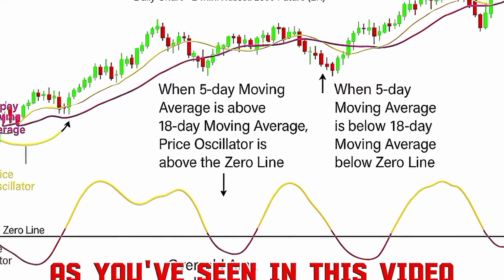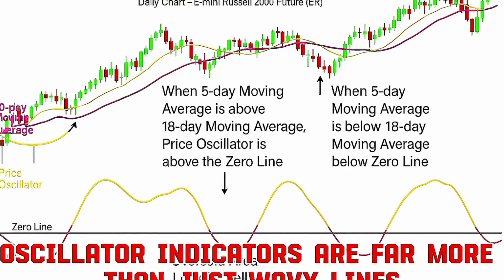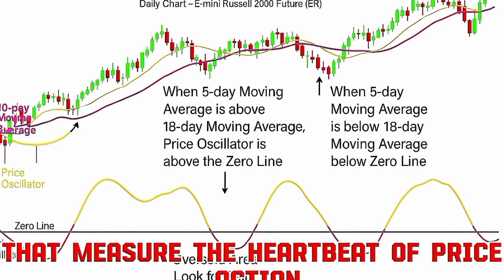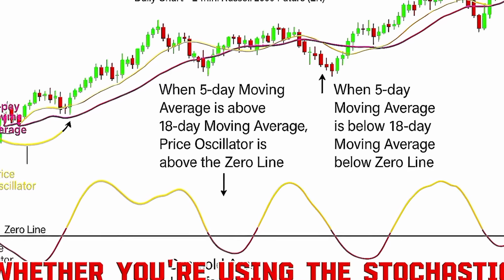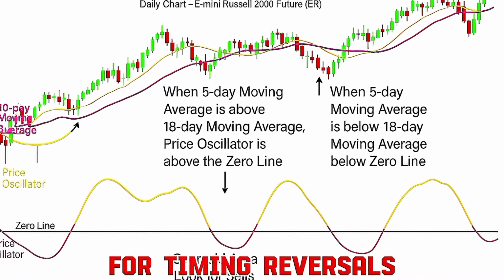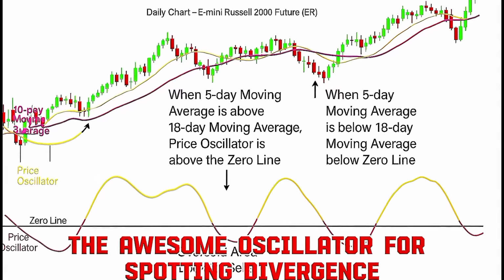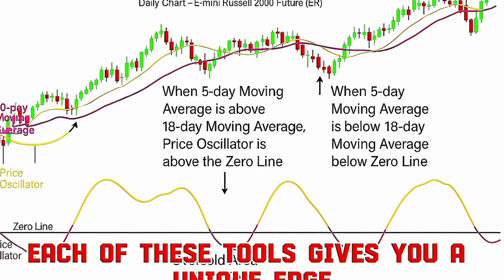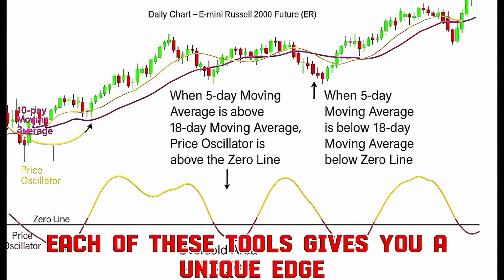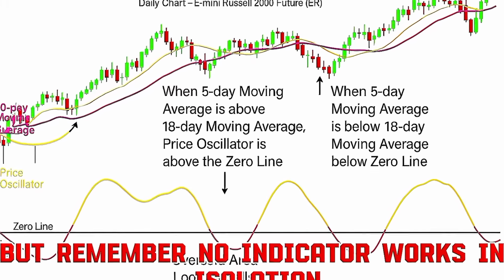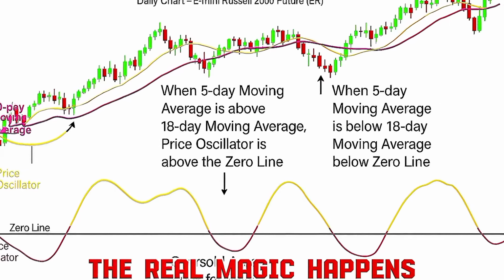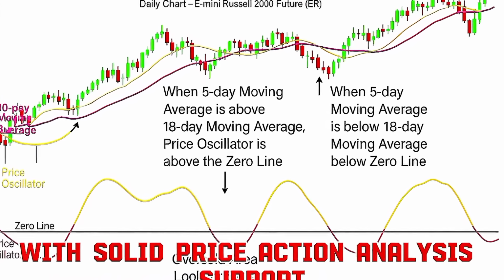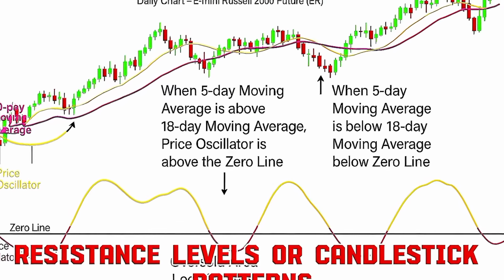As you've seen in this video, oscillator indicators are far more than just wavy lines or colored bars. They are powerful market tools that measure the heartbeat of price action. Whether you're using the stochastic for timing reversals, the Awesome Oscillator for spotting divergence, or the MACD histogram for momentum shifts, each of these tools gives you a unique edge. But remember, no indicator works in isolation. The real magic happens when you combine oscillator signals with solid price action analysis, support resistance levels, or candlestick patterns.